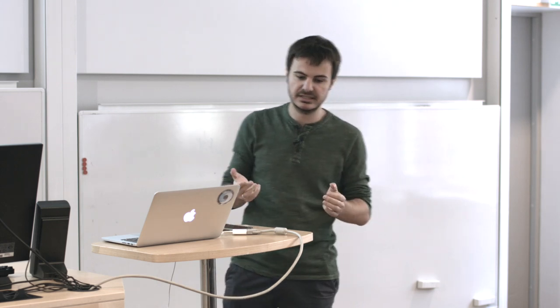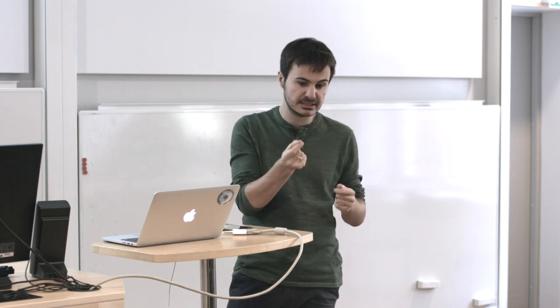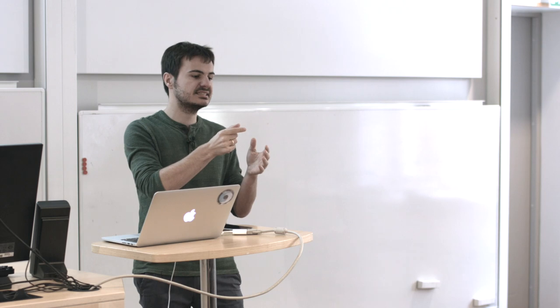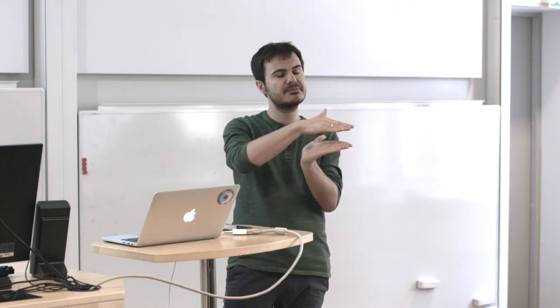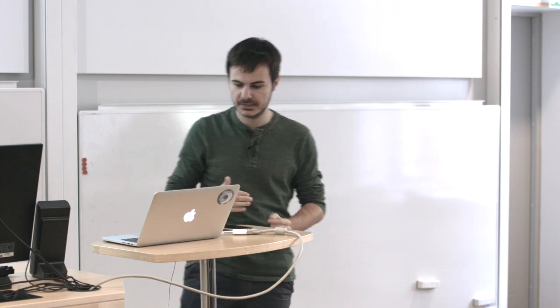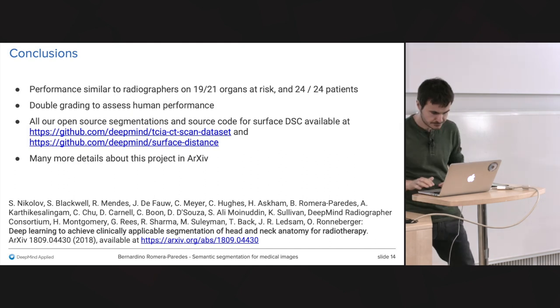So the surface dice score is a modification of the original dice score, and I can tell you more details later if you are interested. But the main intuition is that all we care about is the intersection between the surfaces, within some range, with some threshold. So yeah, maybe I can go back to this.